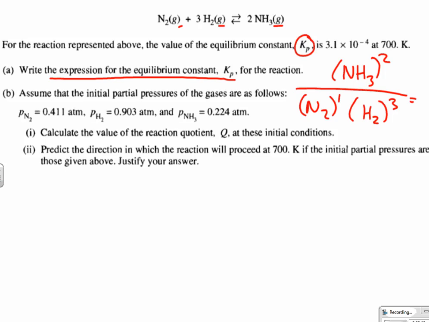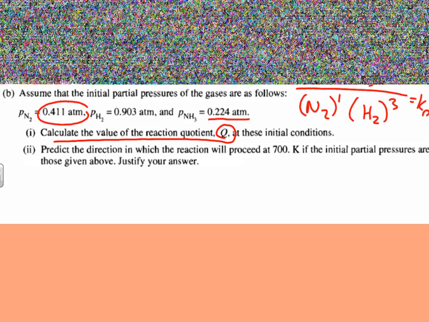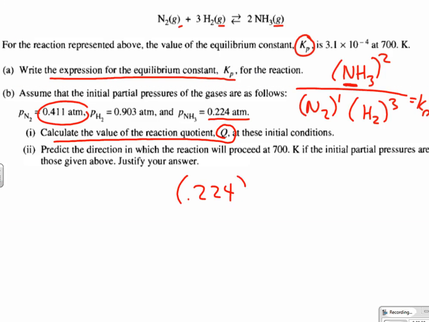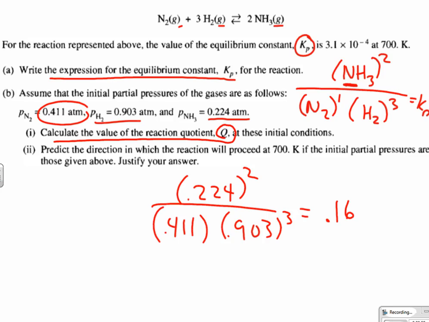Second thing is they ask you to calculate the value of Q. So all you're doing when you're doing Q is you're given all the values. Like, for example, NH3 is 0.224. So you see it right up here. So I go 0.224 squared goes on top. My value for H2 is 0.903. So 0.903 to the third. And then finally, my N2 is 0.411. Plug that in my calculator, and I get a value of 0.166. 3 sig figs going in, 3 coming out, so I get 0.166.